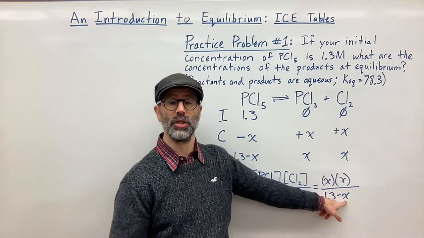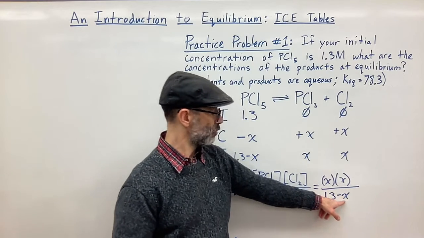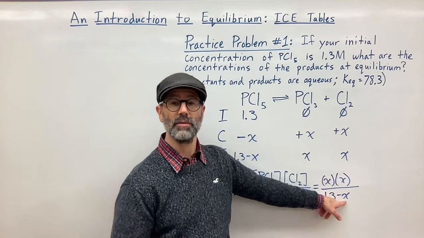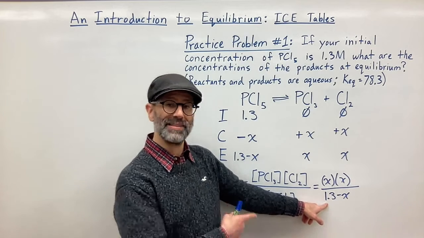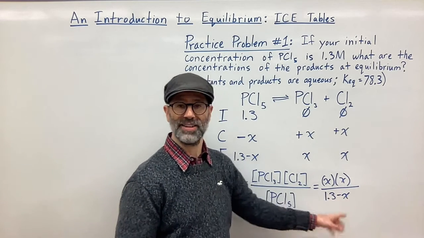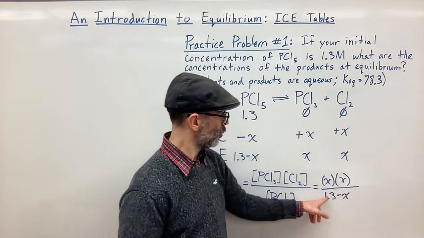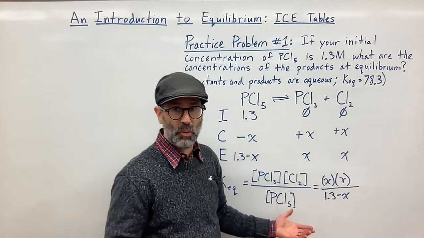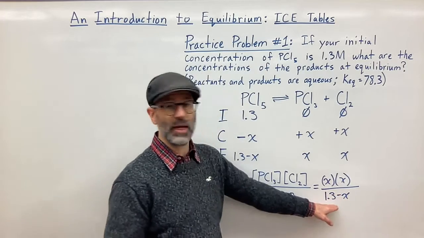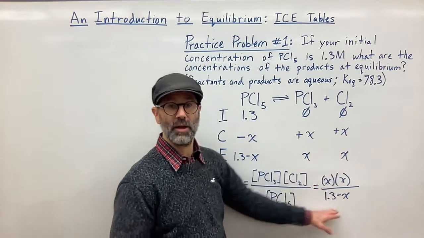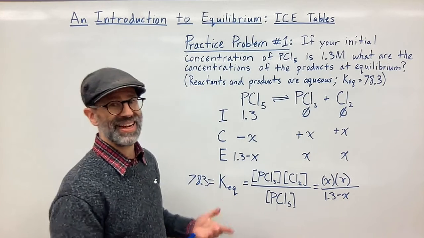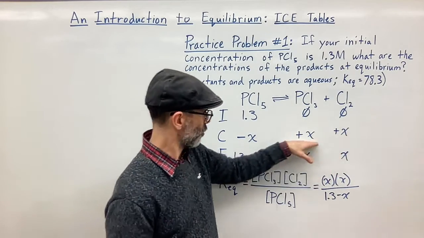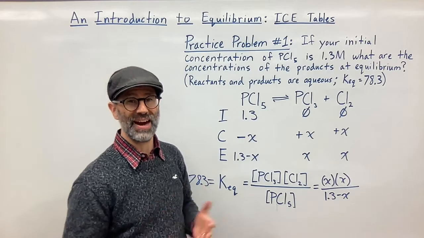If x was really, really small, like 0.0000000001, and you subtract that from 1.3, it's still going to be 1.3. So you can ignore it. It's so negligible that you can ignore x here. You can simplify by saying 1.3 minus x is practically just 1.3, so just get rid of x and make it 1.3, and then your math is much simpler. But in this case, we can't do that because we know it's heavily favoring the product. So your x is going to be pretty big, and it's not going to be negligible.